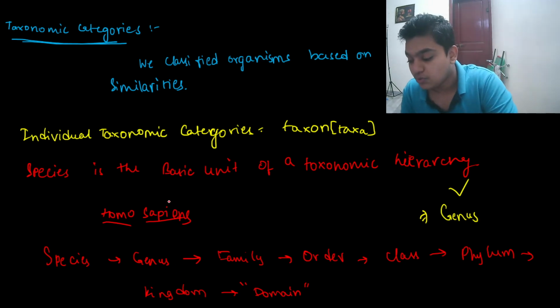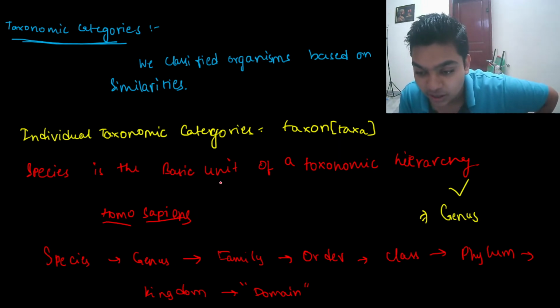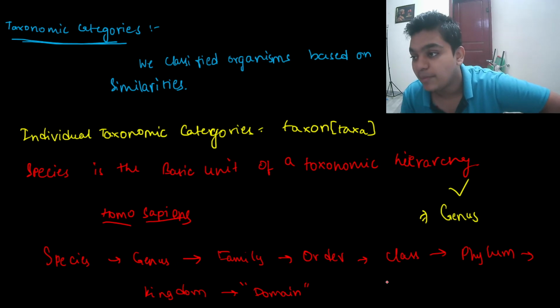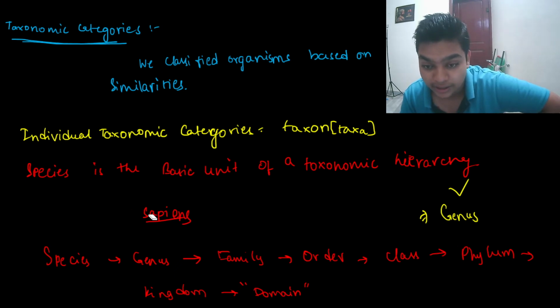Next we belong to the family Hominidae. After that our order is Primata. The class is Mammalia, we are mammals. And our phylum is... sorry, our phylum or division is Chordata, and kingdom is Animalia, and domain is Eukaryota. Okay, so that is how we write the taxonomic hierarchy.